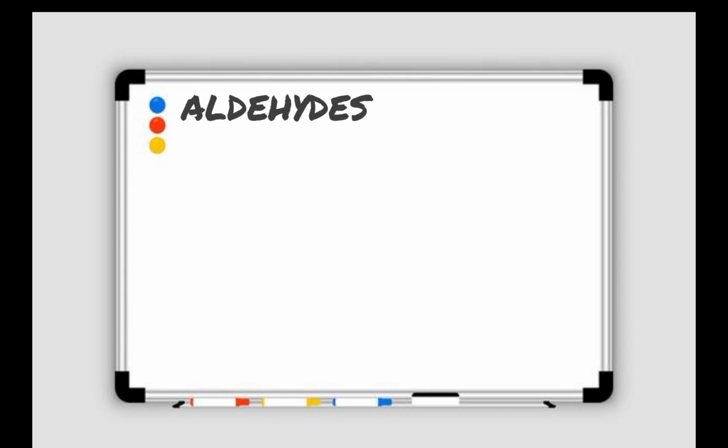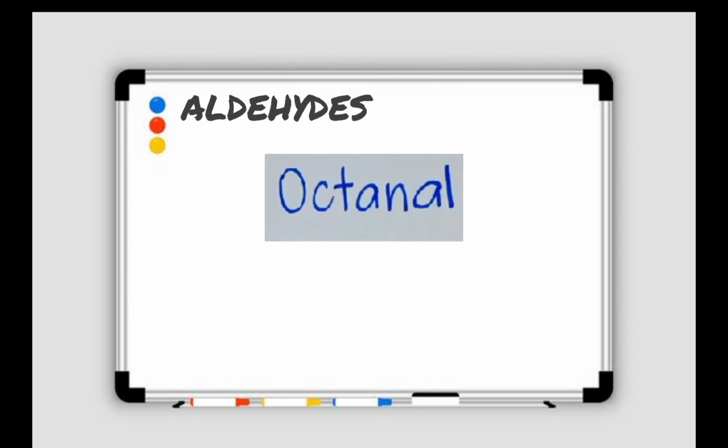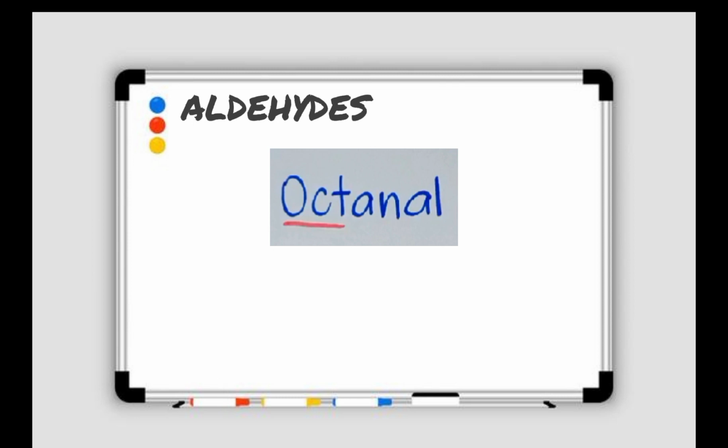Aside from naming an aldehyde, let us now try to draw the structure of an octanal. 1. Identify the longest carbon chain by looking at the prefix of the IUPAC name given. The prefix is oct, so we are going to draw 8 carbon atoms. Next, add the functional group aldehyde at the first carbon. And here we have the structure octanal.